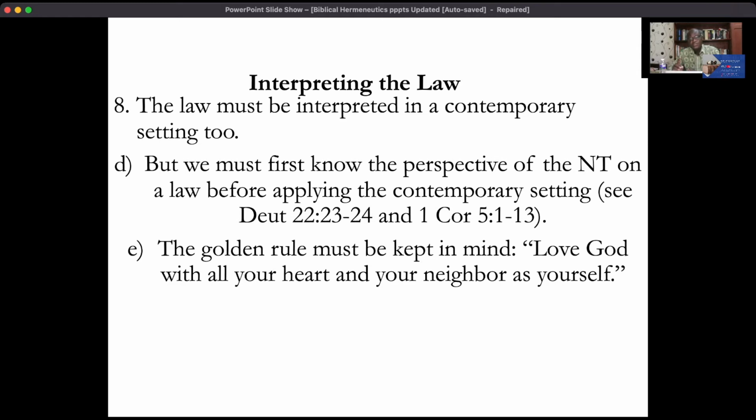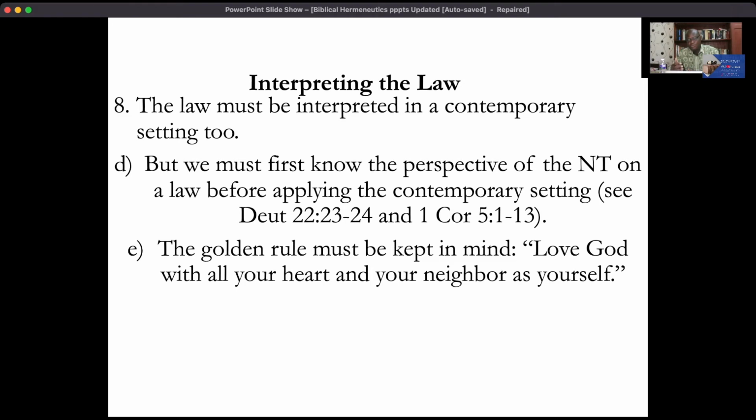But we must first know the perspective of the Old Testament. That is, if you want to apply today, know what the Old Testament says on the law before applying it in the contemporary setting. So for example, when it comes to one committing fornication, in the Old Testament, the law required stoning. In the New Testament, in Palestine, in Jesus' time, anyone who committed fornication was to be stoned, because the Romans allowed the Jews to use their own laws to govern themselves. But outside Palestine, in Rome, you could not do that. And so Paul, when he was writing to the Corinthians, said that the brother who had committed fornication with his father's wife should be disfellowshipped. He could not be stoned because he was outside the theocratic dispensation.